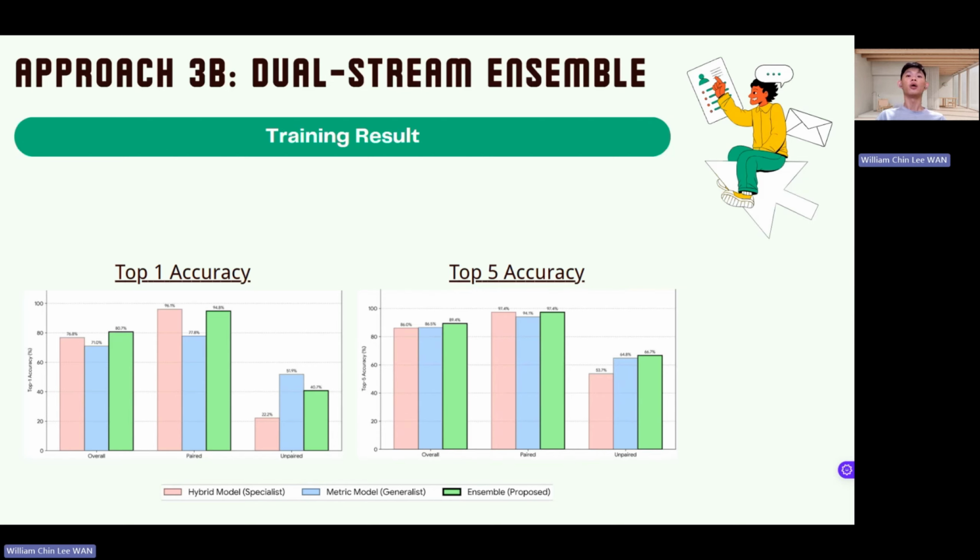The top 5 chart on the right further proves the model's robustness. When allowed 5 guesses, the ensemble achieved nearly 90% accuracy, confirming that even when the exact match isn't first, the correct species is almost always in the top candidates. So that's all for my approach.